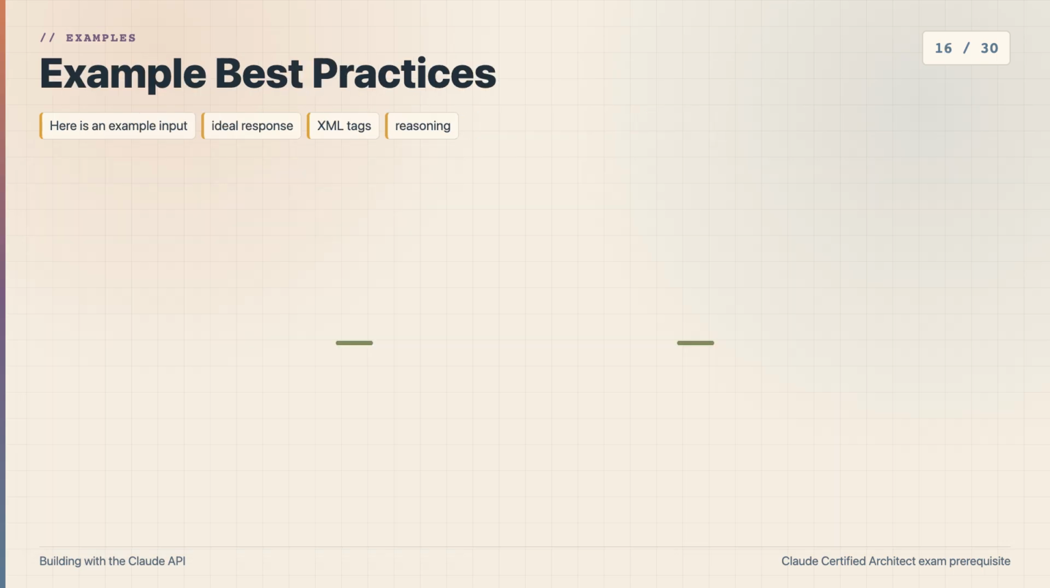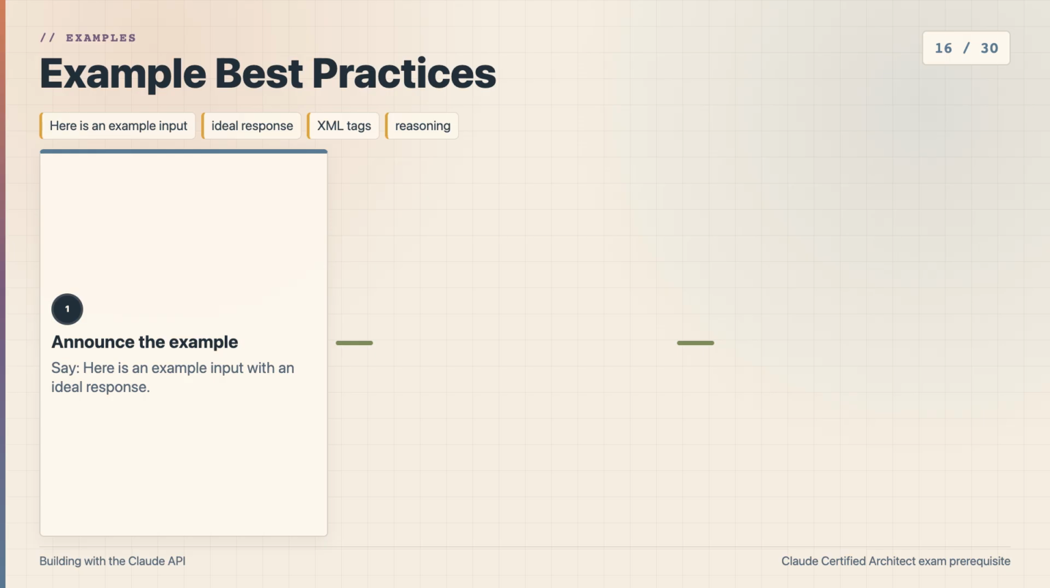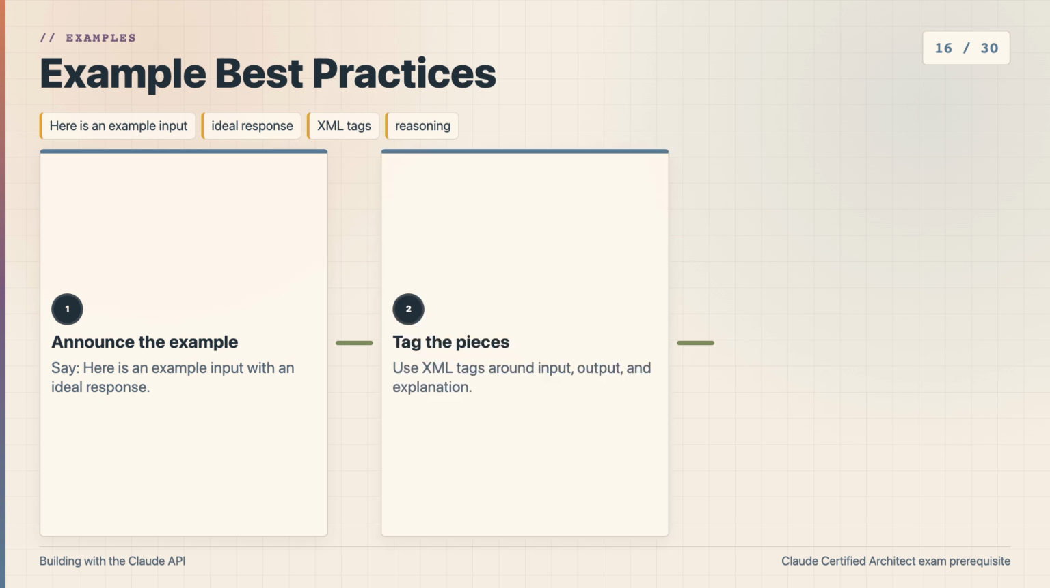The best practice is to make examples explicit. Say, here is an example input with an ideal response. Use XML tags so Claude can separate the sample input from the ideal output. Then explain why the output is good. That final reasoning sentence is easy to skip, but it often makes the example more useful because it turns a copied answer into a clear teaching signal. When the example is labeled this way, the prompt becomes easier to audit later.